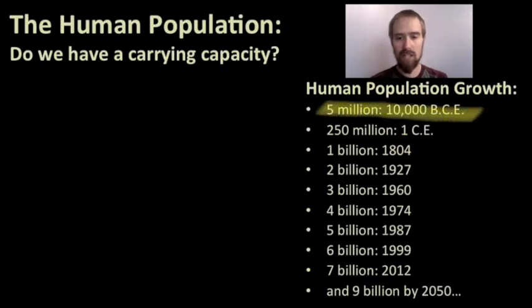By the year 1 CE, our population had grown to about 250 million people. But it wasn't until 1804, only 210 years ago, that the human population hit 1 billion. So it took pretty much all of human history to reach a population of 1 billion, and since then, we've added more than 6 billion additional people to our population.